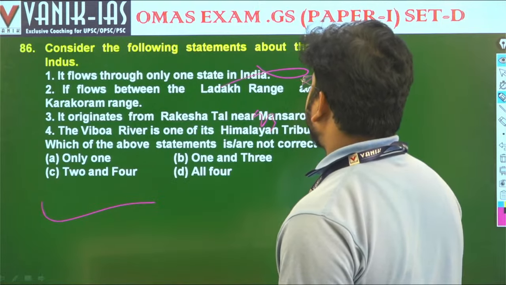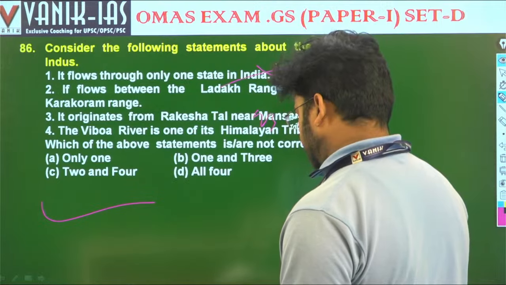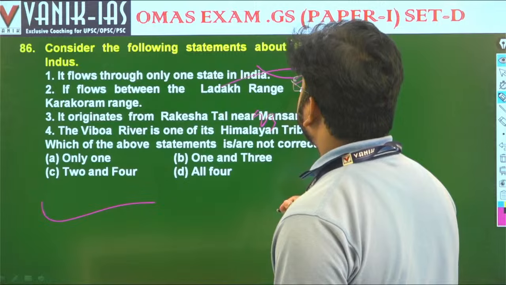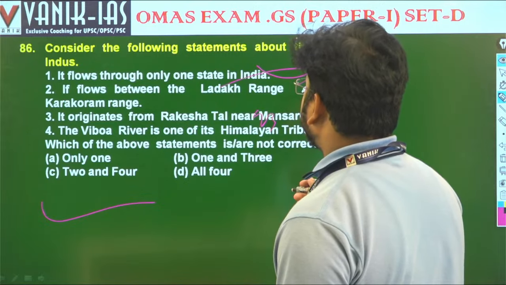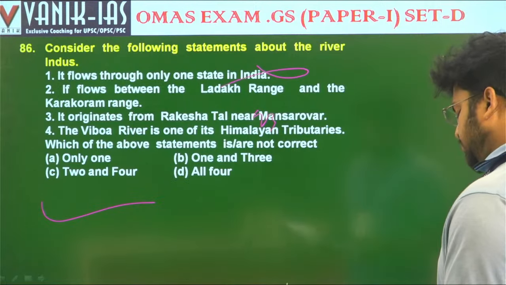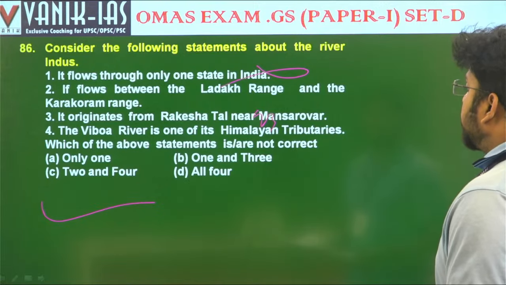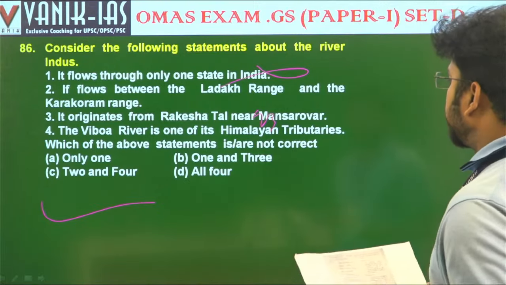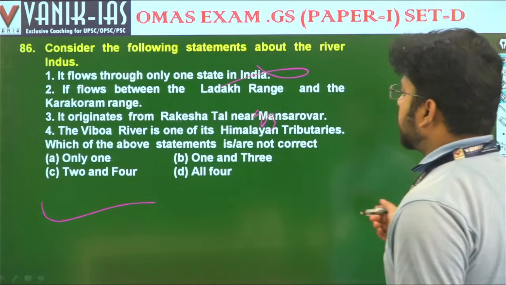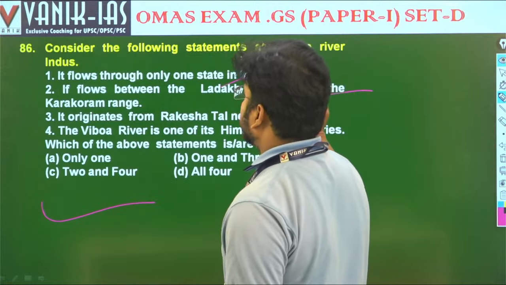Which of the above statements are not correct? It flows between the Ladakh range and the Karakoram range. It originates from Rakastal in Mansarovar. Yes, this is not correct. Sir, this is correct actually. It flows into Ladakh and Karakoram. That is right.